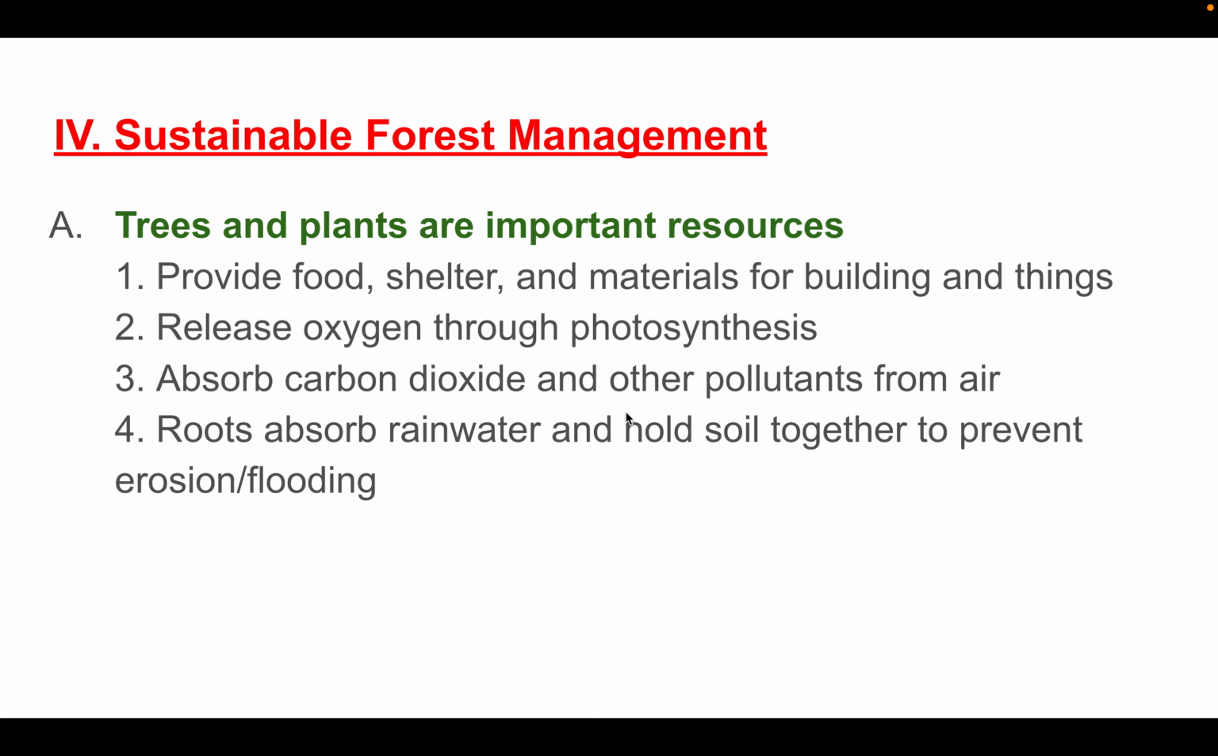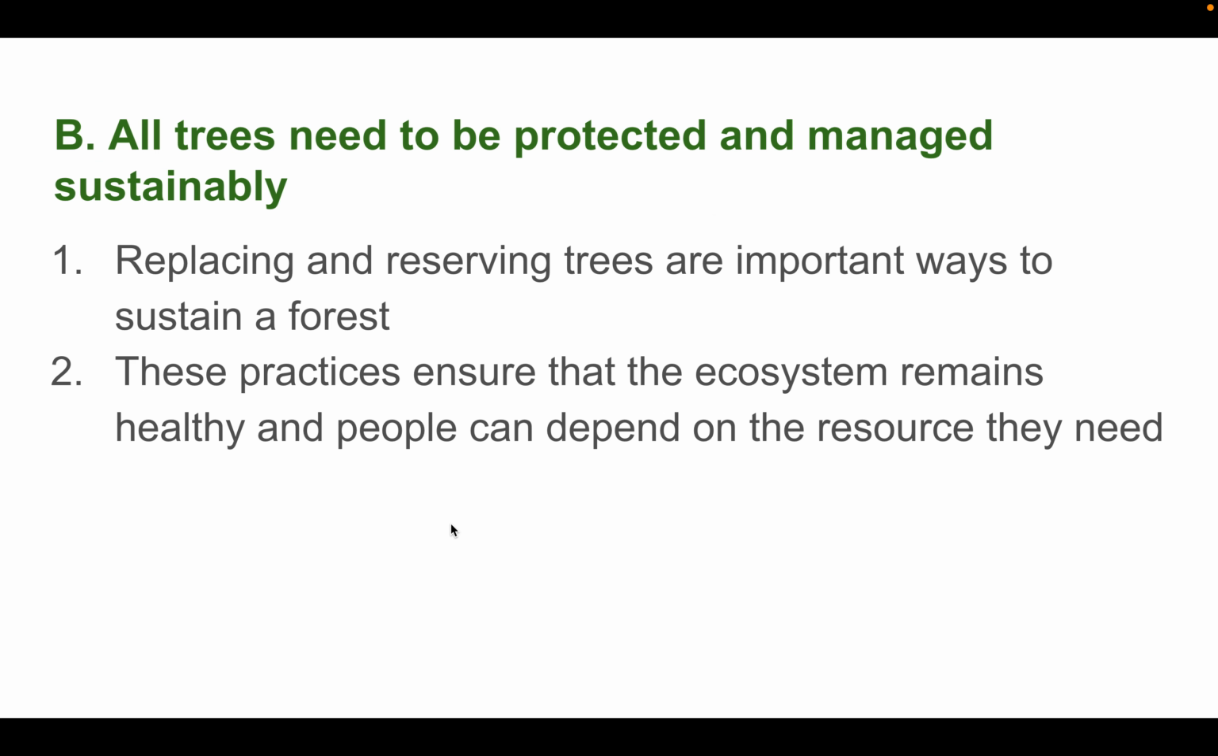Trees grow on land. Okay, another reason why land is a resource. They're extremely important. We use trees and plants for food, shelter, materials for building things. They release oxygen through photosynthesis. We need oxygen. They also take away carbon dioxide and other pollutants from the air. This is the stuff that we breathe out. And then the roots, they hold the soil together to help prevent erosion and flooding.